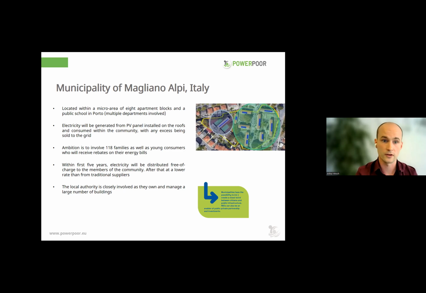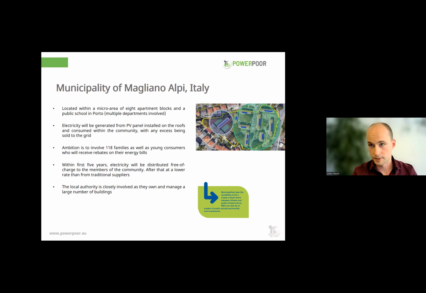The idea is to involve up to 118 families as well as young consumers, very important also, because young consumers can also suffer from energy poverty, obviously. Plus, there's huge potential for these collective energy consumption and production schemes to involve a younger audience generally. And this year is the European Year of Youth, and during Youth Day, for instance, there was a lot of attention to this. How can young people contribute to these kinds of initiatives?